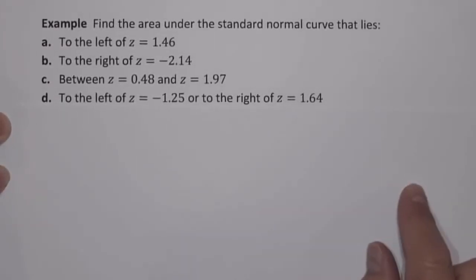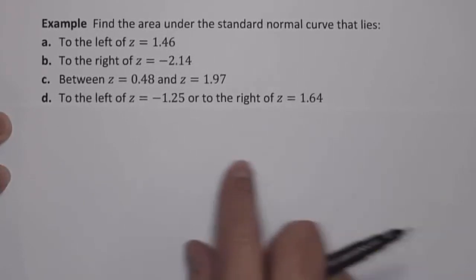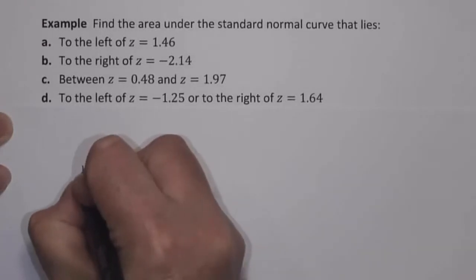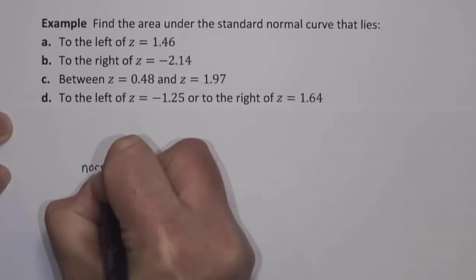Now we've done this problem previously using the tables from the appendix of the book. In this video, I want to show you how we can use the calculator to find these areas. Okay? So the command that we're going to use on the calculator is called the normal CDF command.